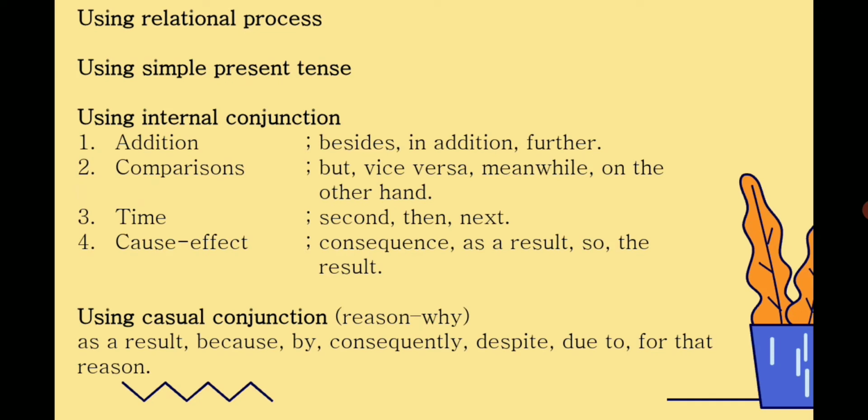Analytical exposition usually uses relational process, uses simple present tense, and uses internal conjunction such as addition, such as besides, in addition, further. Second is comparisons, such as but, vice versa, meanwhile, on the other hand. Third, time, such as second, then, next. Fourth, cause effect, such as consequence, as a result, so, and the result. And the last is using causal conjunction, such as as a result, because, by, consequently, despite, due to, and for that reason.